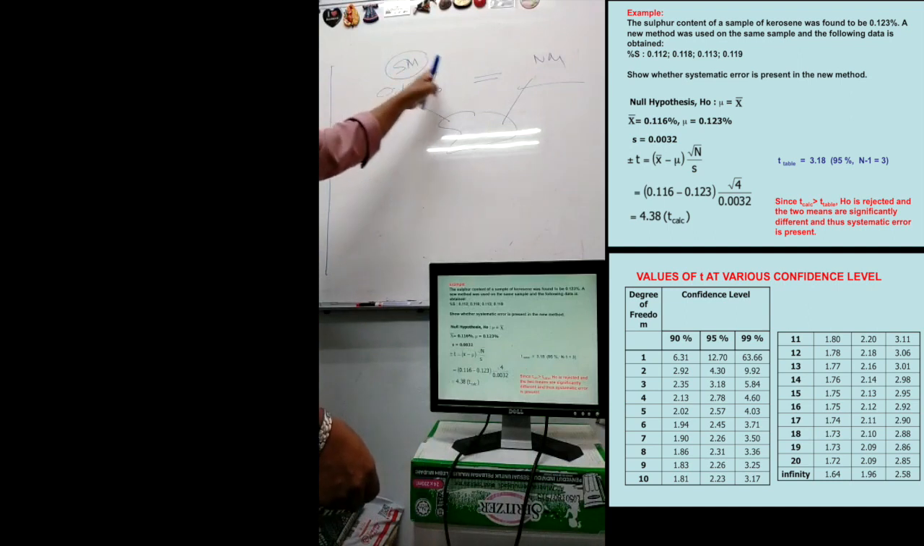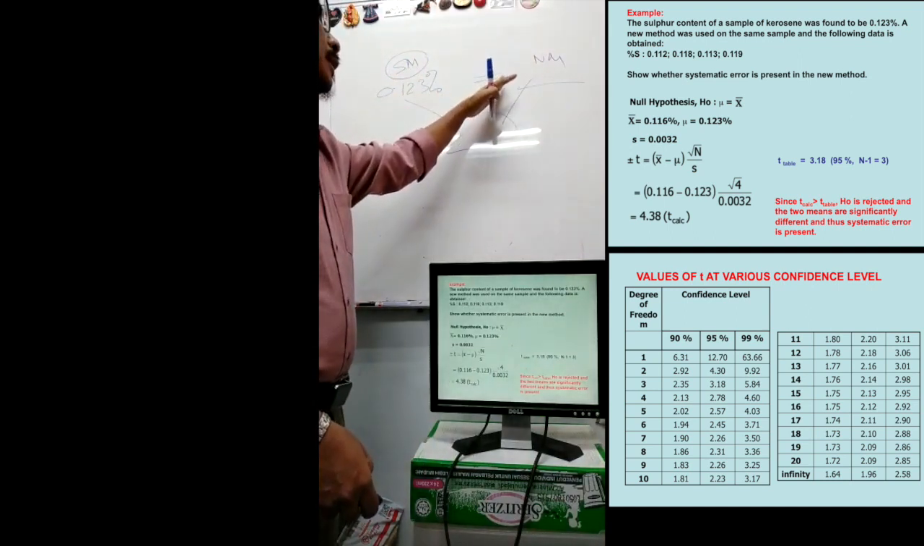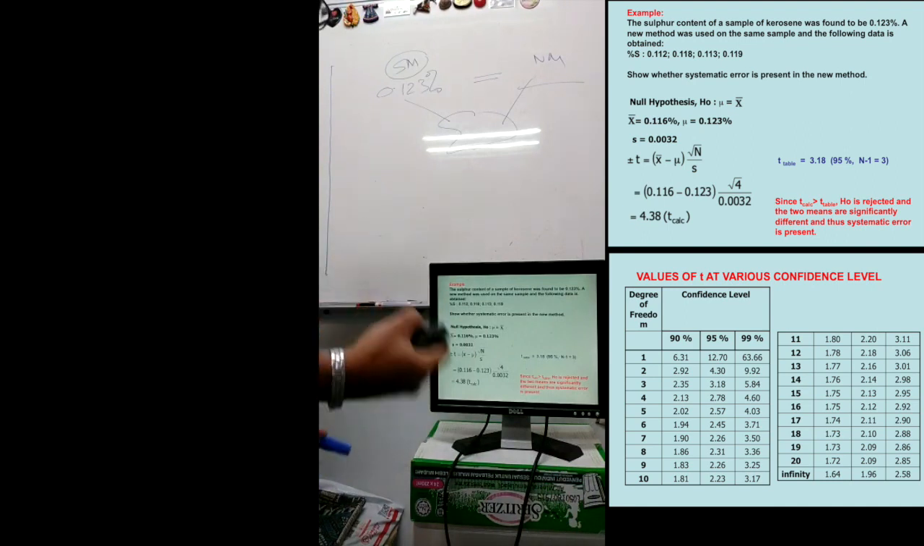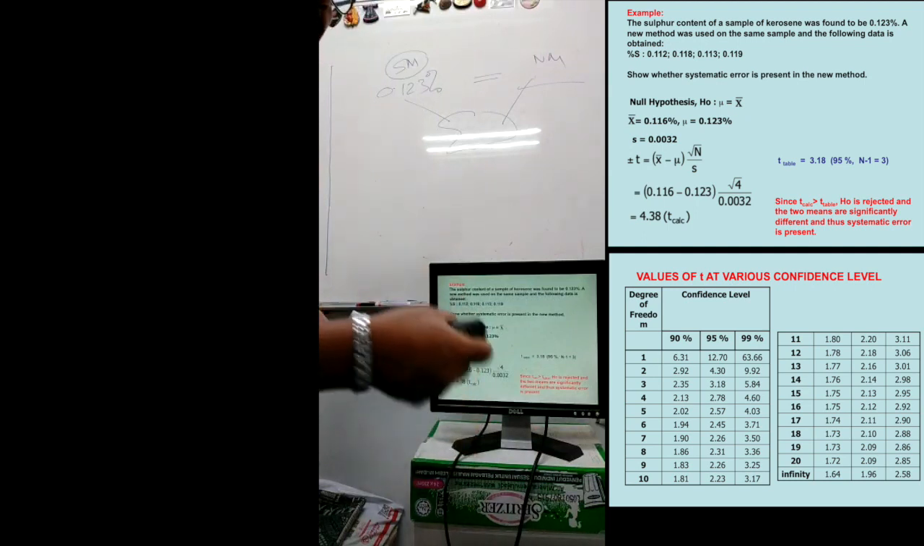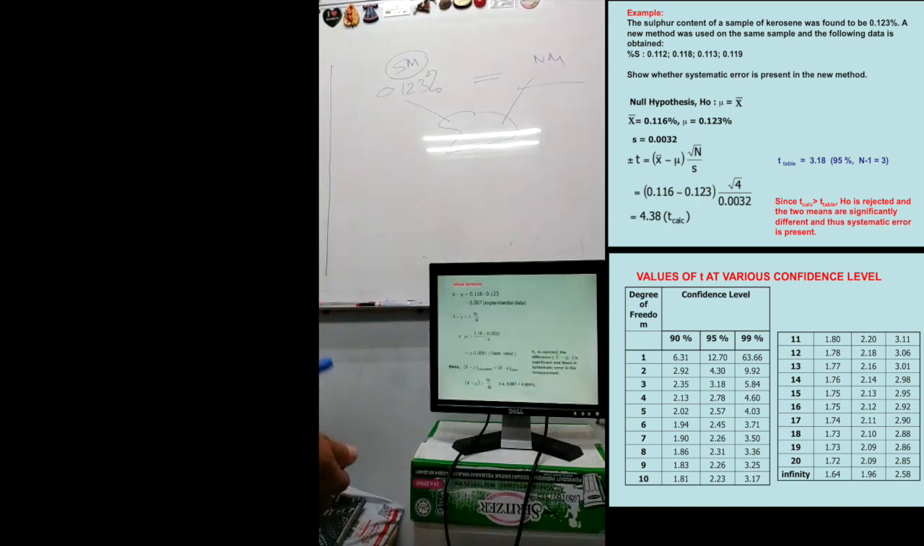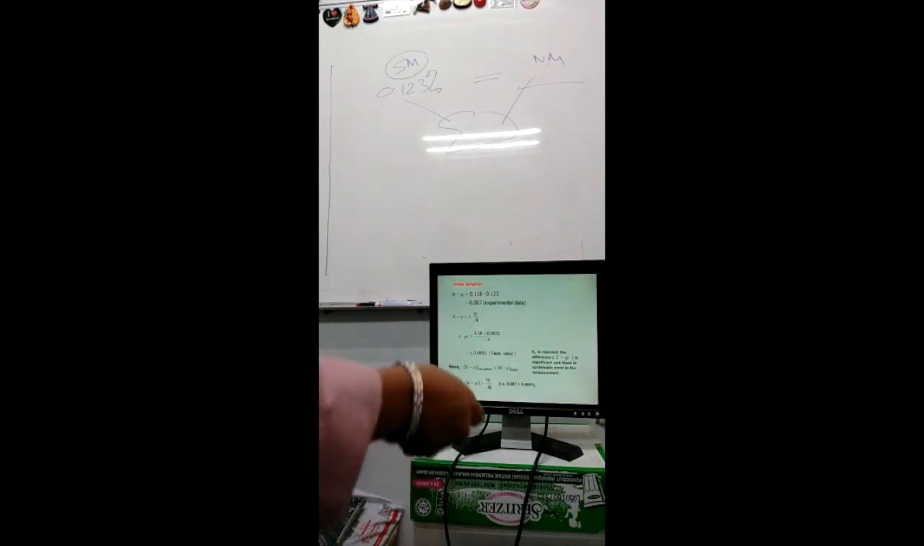This means the new method is significantly different from the standard or previous method. So we can say that the new method is not okay. We cannot use that new method. We have to develop or adjust the new method to get the result that we found from our calculation. Okay, this is how we use it. And there is also another solution, but we are not going to discuss this.